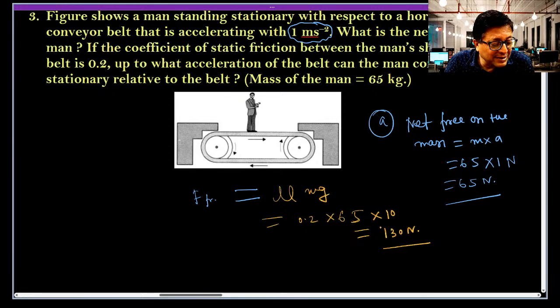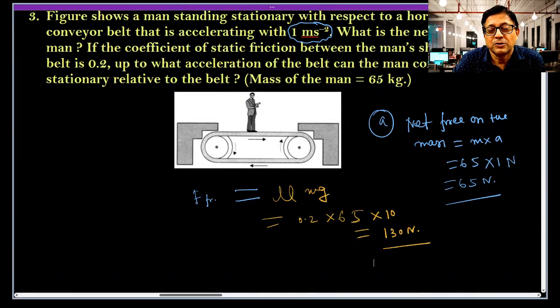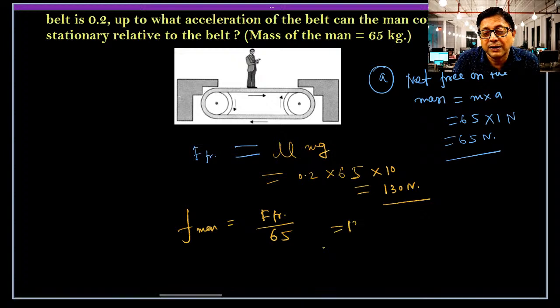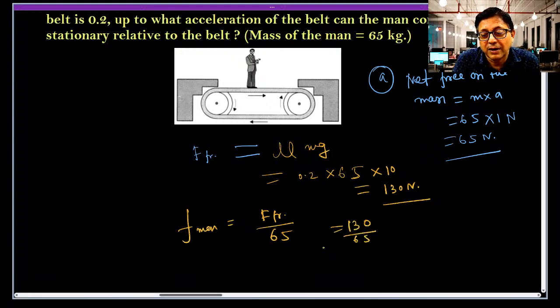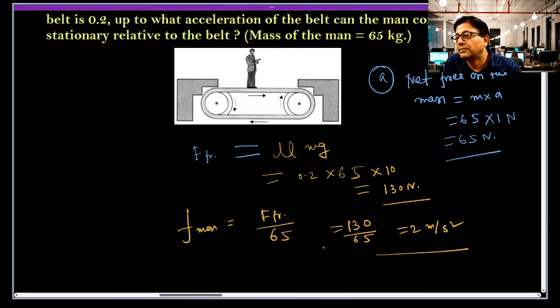So what is the maximum acceleration he can have? How? Because mass is 65 and the force of friction is this. So A max will be force of friction divided by 65 meter per second square.